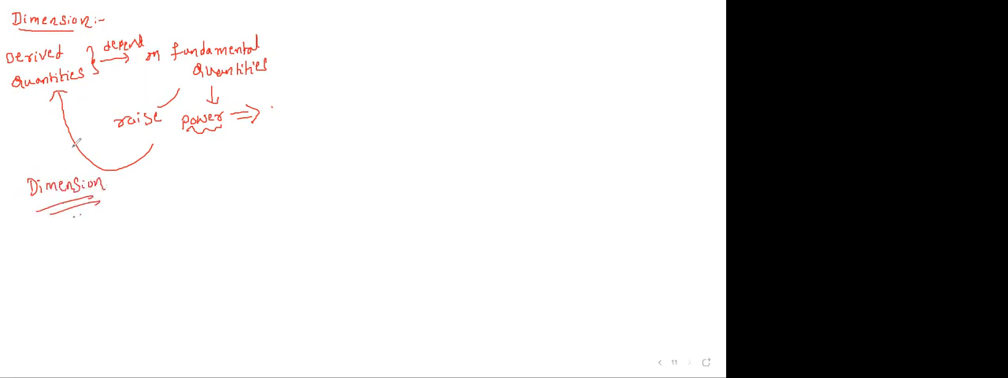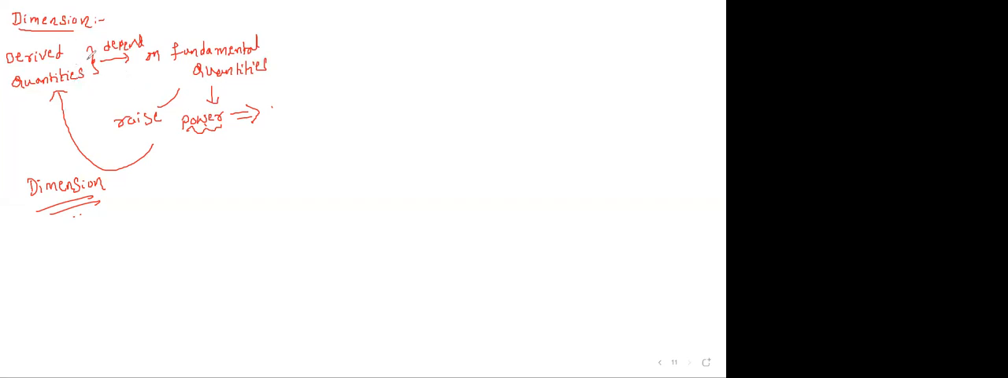So what is dimension, students? Dimension is where we raise the powers of the fundamental quantities to get the derived quantities. Students, they may ask, what is dimension? It is the power raised to which quantities? To fundamental quantities. The powers raised to the fundamental quantities to get the given physical quantity are called the dimensions of the derived quantity.